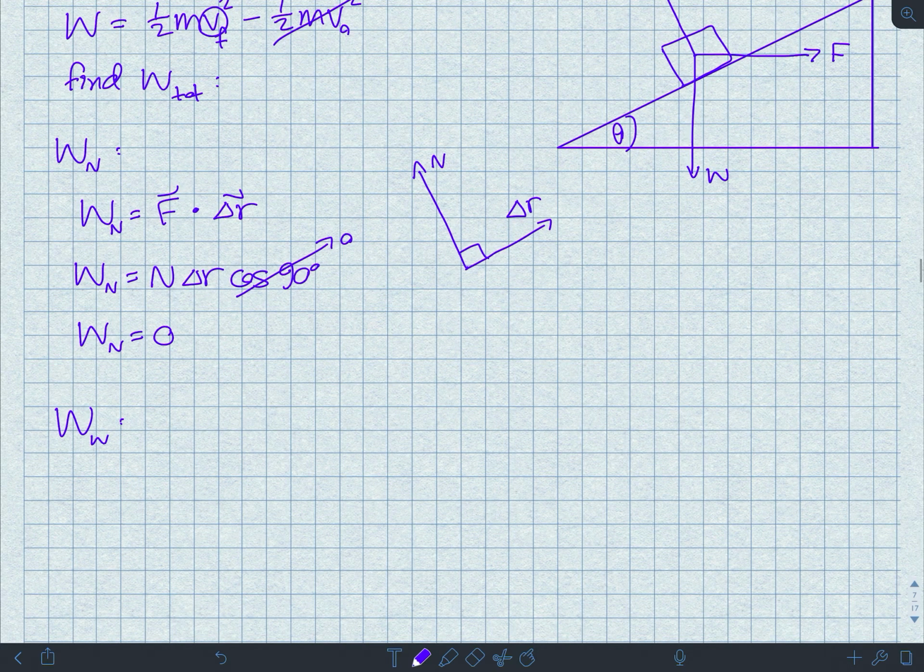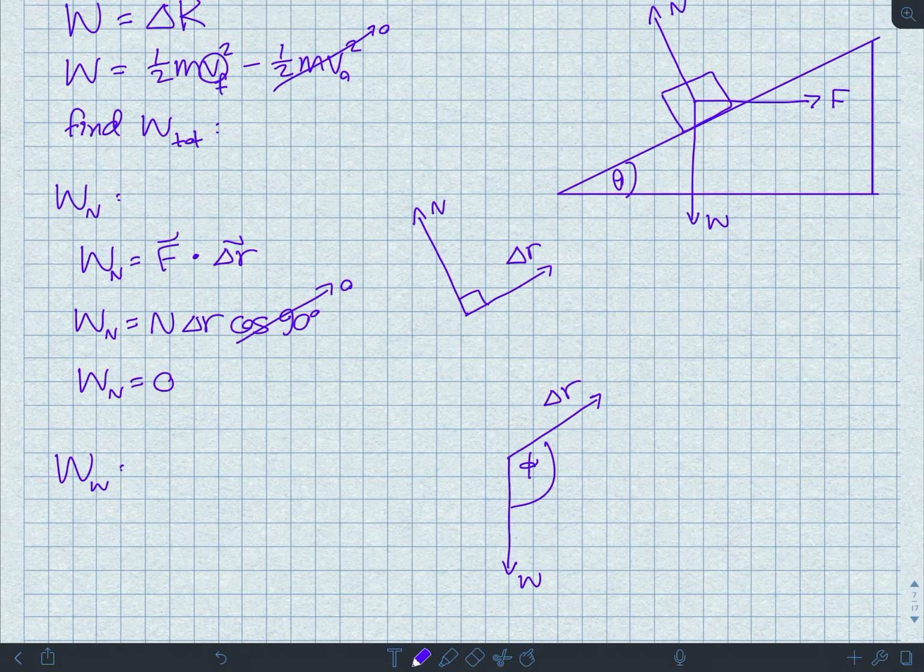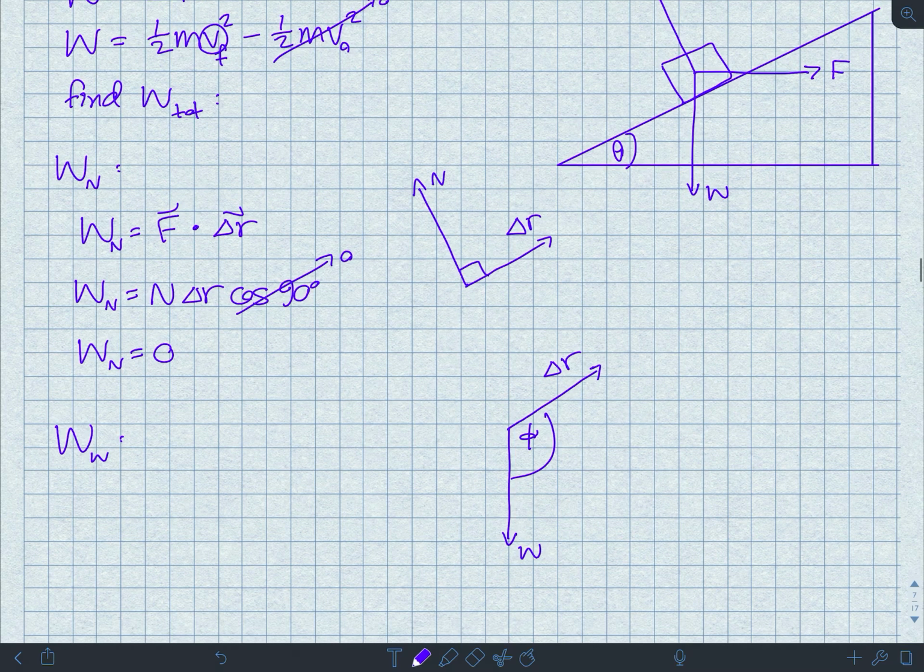Okay, so let's draw the diagram. So we have the force of the weight, and then we have the displacement, delta R. Here is the phi that we need. All right, well, we don't know what that ramp angle is, so how are we going to add 90 degrees to it? Well, how about we do something like, let's redraw this.